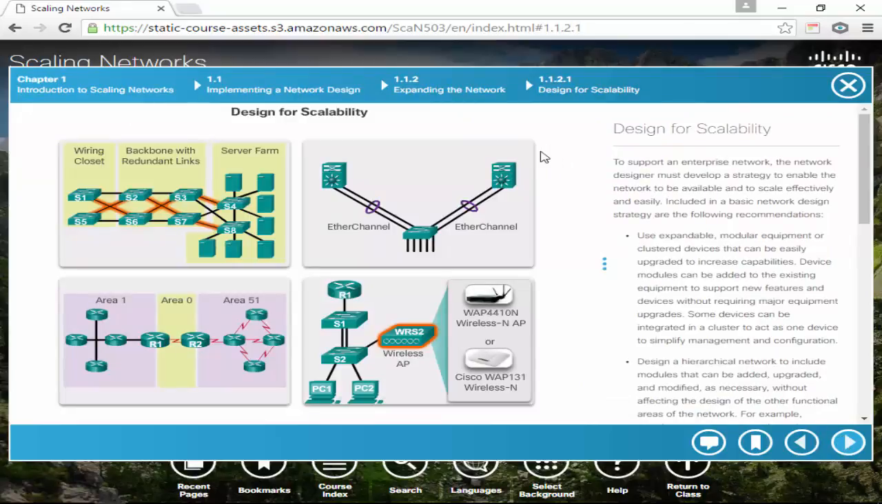Alright, so designing for scalability. This is one of those chapters where in chapter 1 Cisco goes over everything we're going to be studying. So I believe a lot of these will either be on the next chapter or the chapter after that. Okay, so what are we designing for scalability?